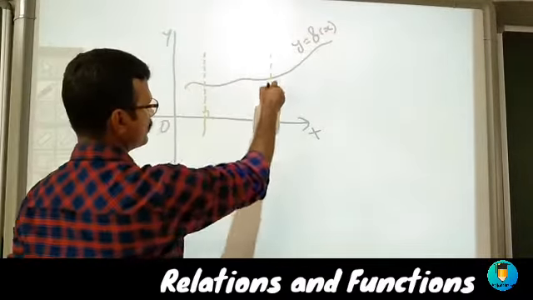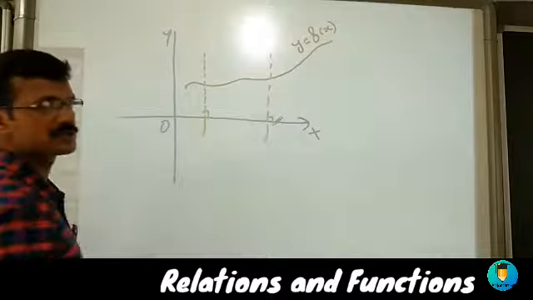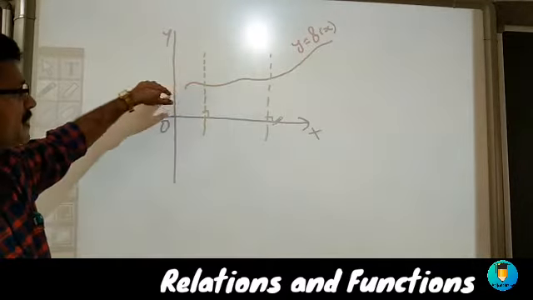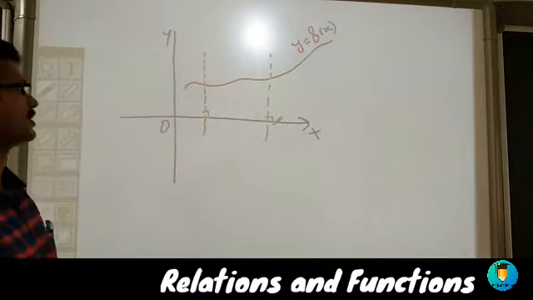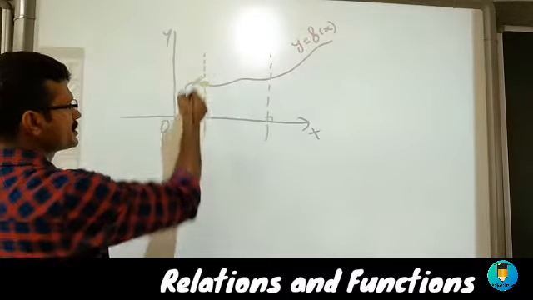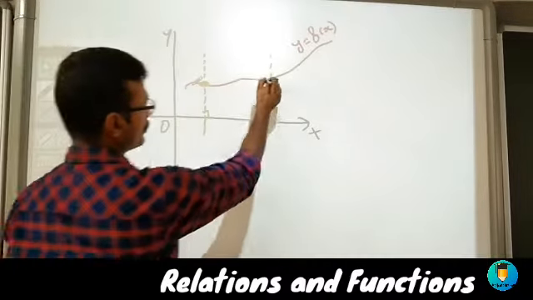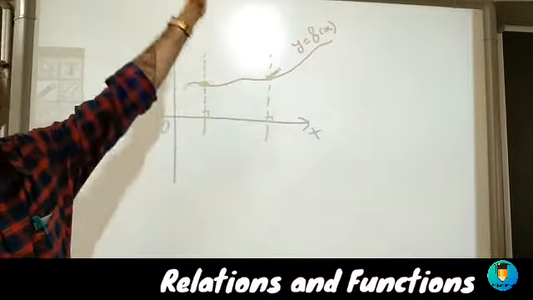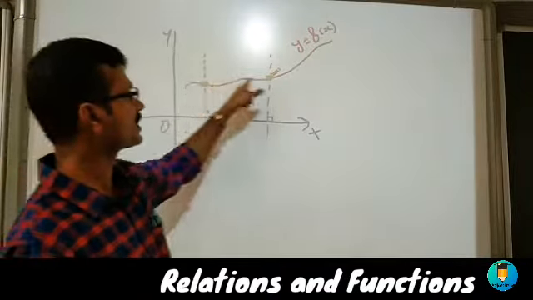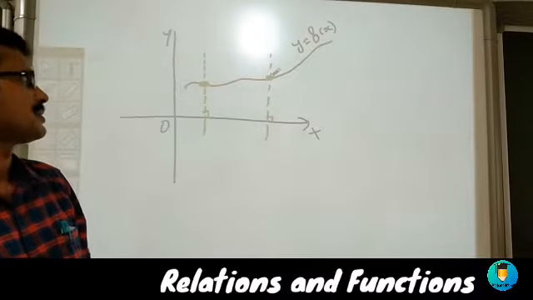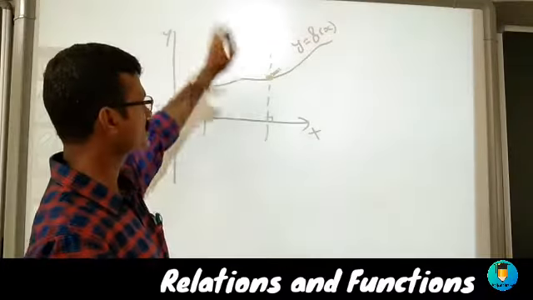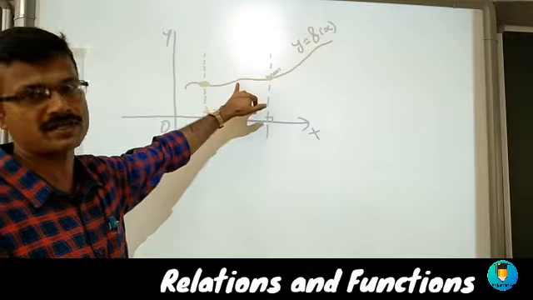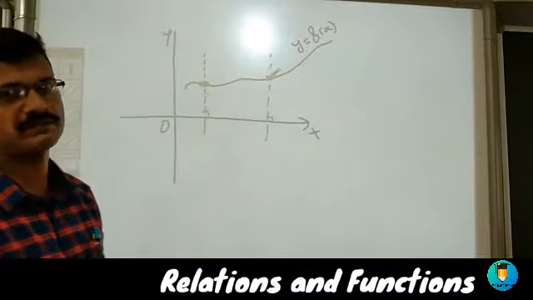Many places you can draw a vertical line, and then you see whether the line is intersecting the graph in one point or more points. If it intersects here, you can see it is intersecting only in one point. Here also it is intersecting only in one point. So wherever you draw in this case, the vertical line will intersect the graph only in one point. So in that case we can say this graph represents a function.